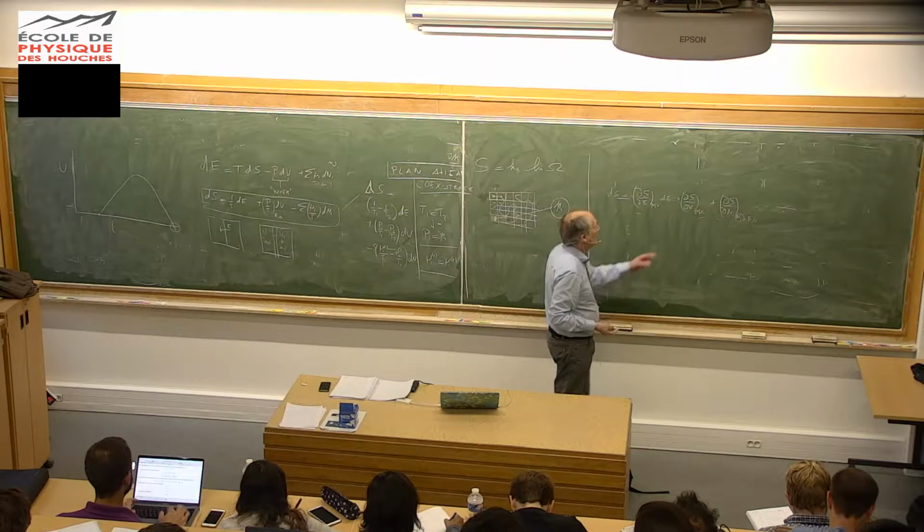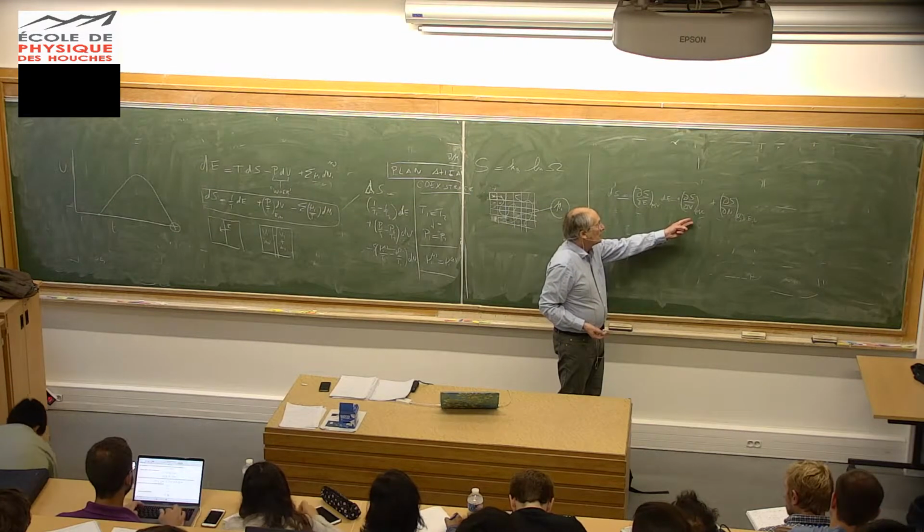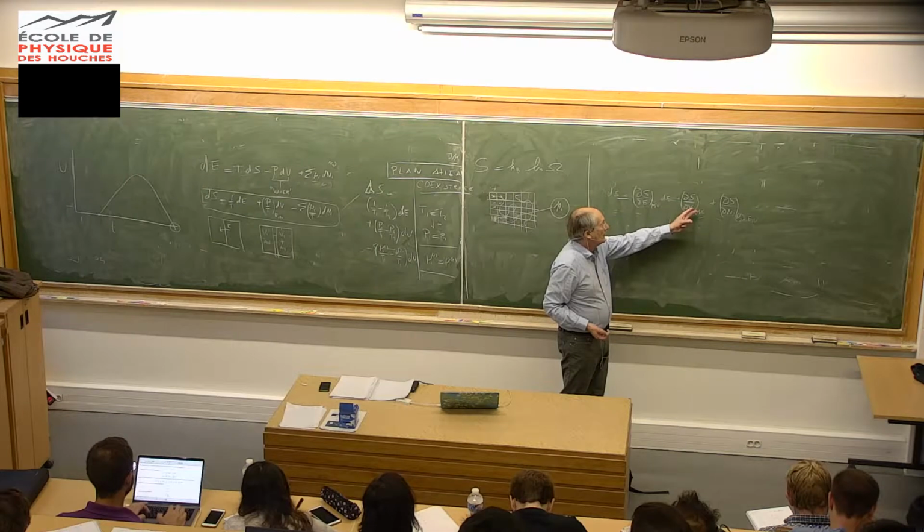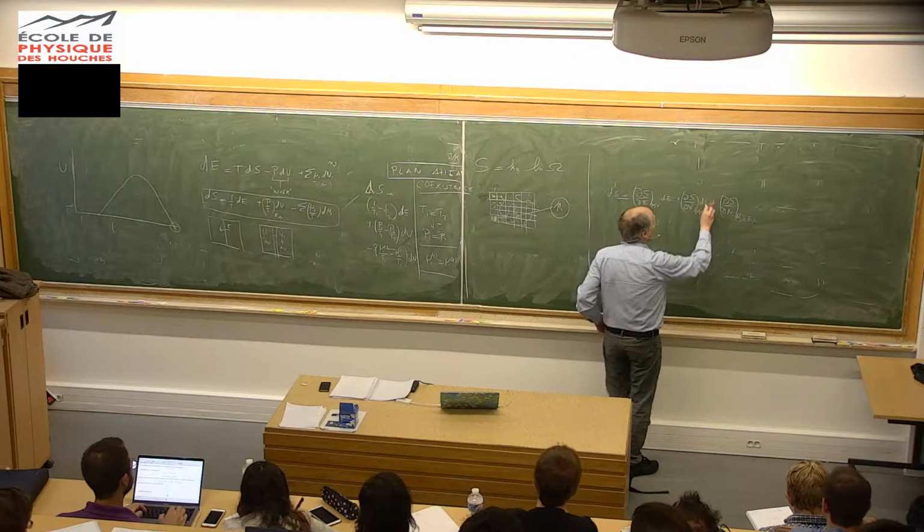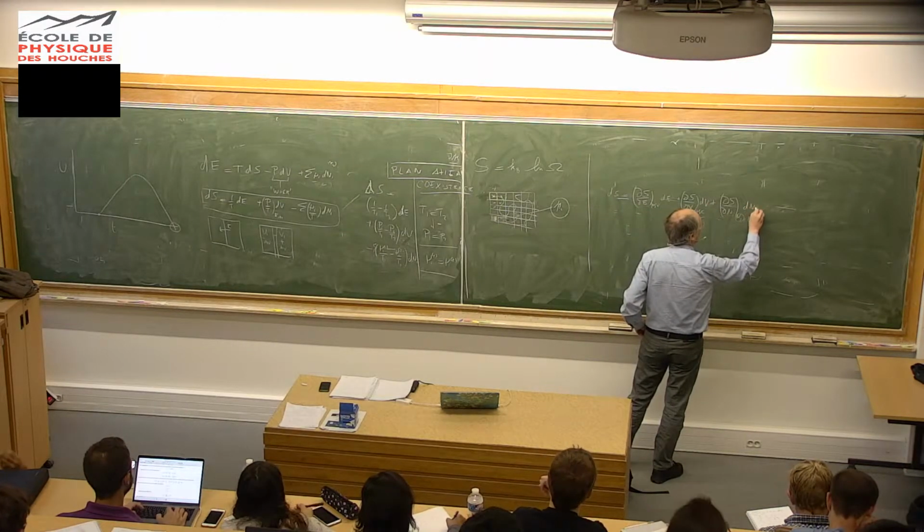Now, these things are a bit tricky because they have a constraint. For instance, here, oh sorry, this should be times dV, of course, and this should be times dNi.